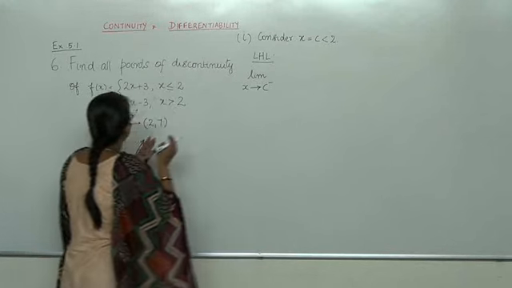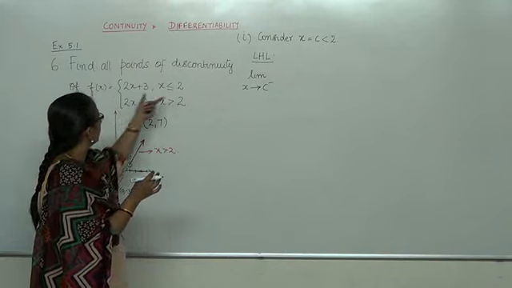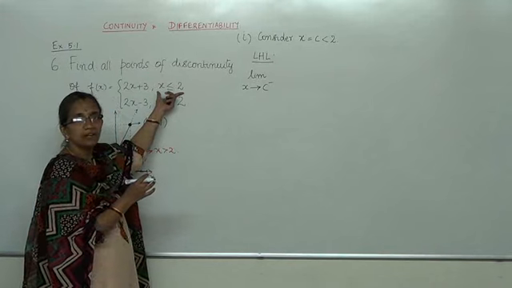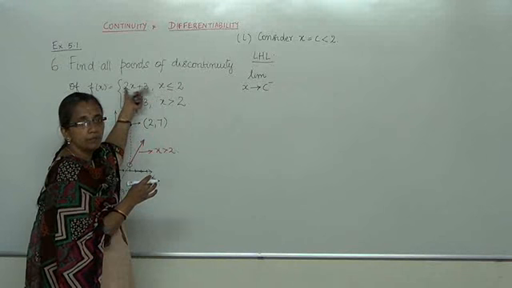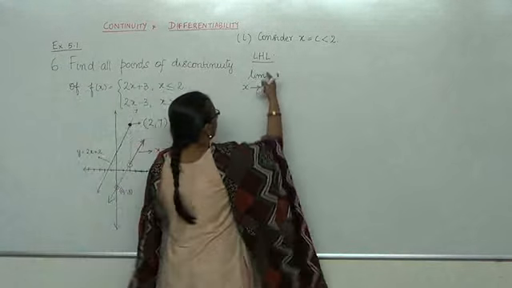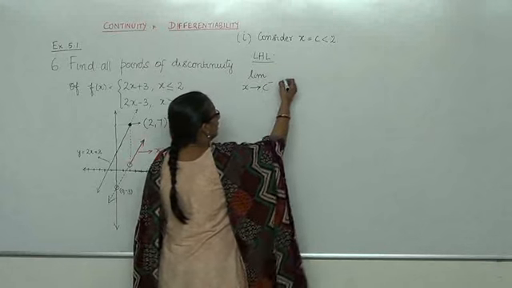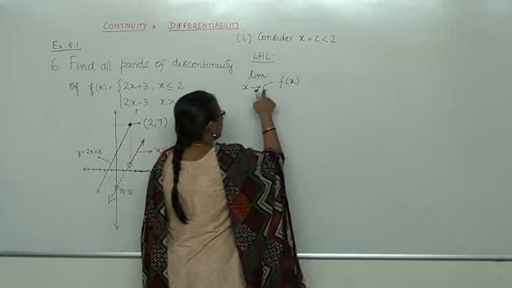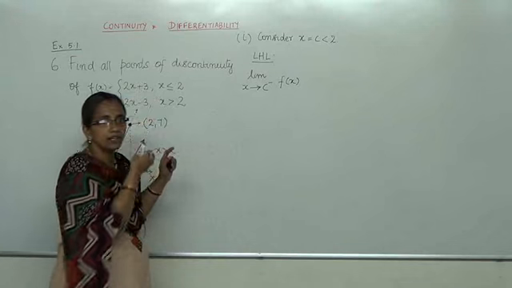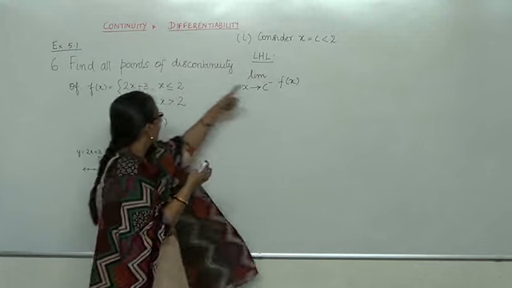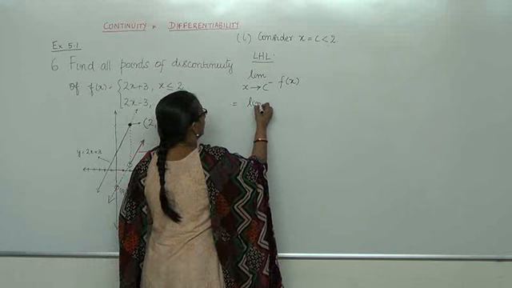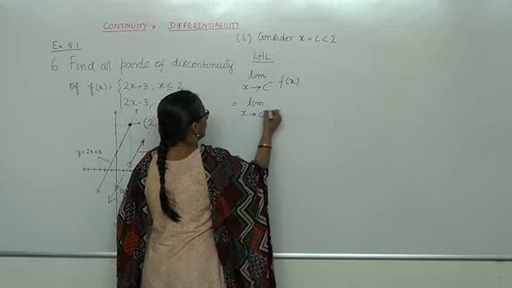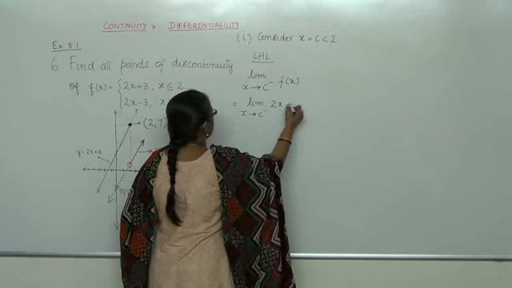Okay, when it is to the left of 1.5, we can say that definitely it will be less than 2, therefore the function will now take the form 2x plus 3. So the left hand limit is limit x tends to c minus f of x. Now since c is definitely less than 2, f of x will be replaced by 2x plus 3. So this is equal to limit x tends to c minus 2x plus 3.